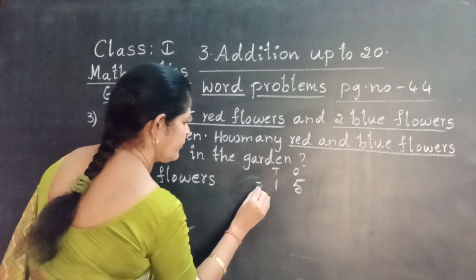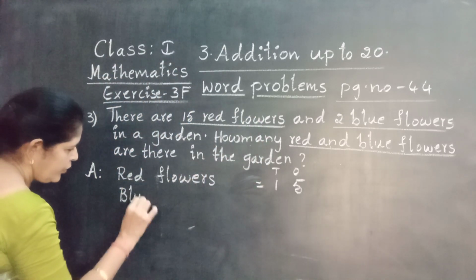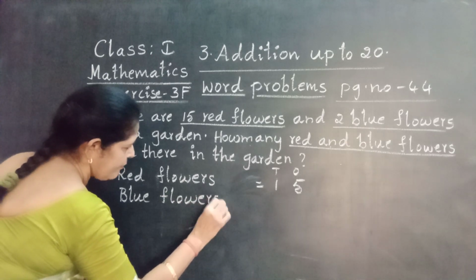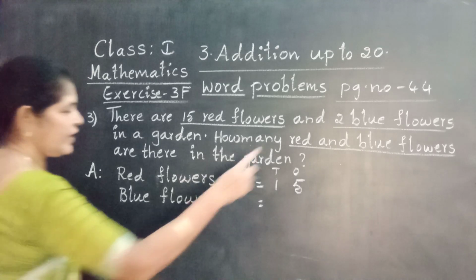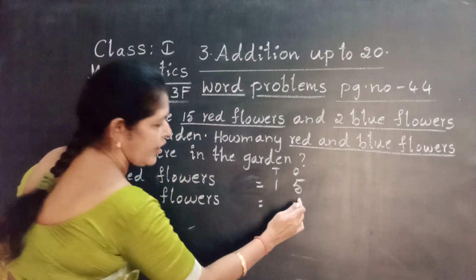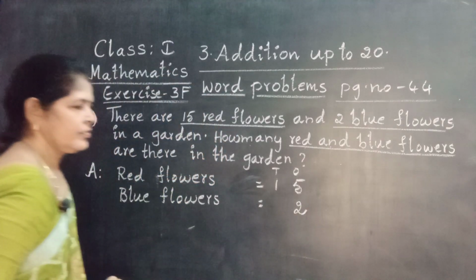Red flowers, 15. Next, blue flowers. How many blue flowers? See the number and tell me. How many? 2. 2 is a one-digit number. 2 goes right below 5 in the ones place.